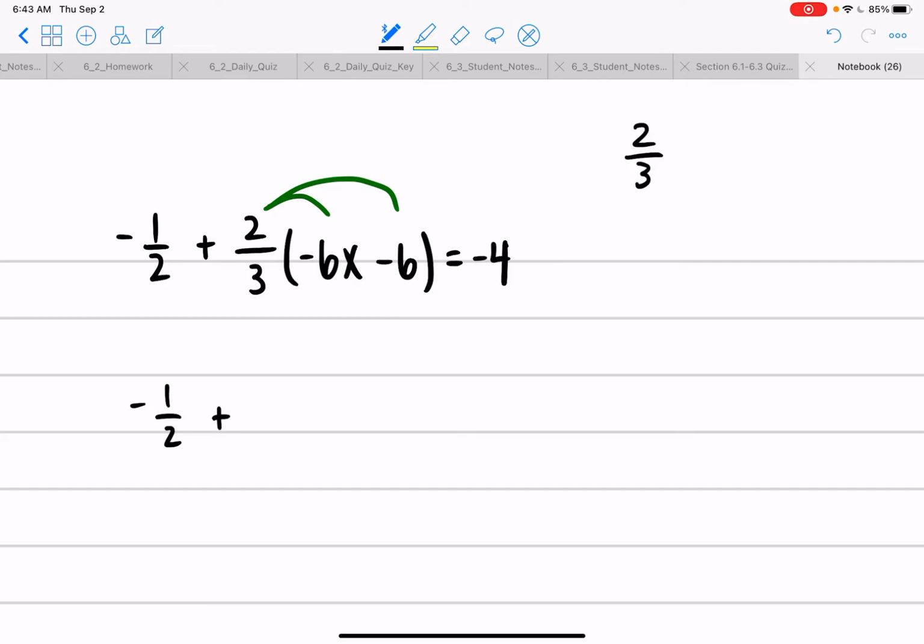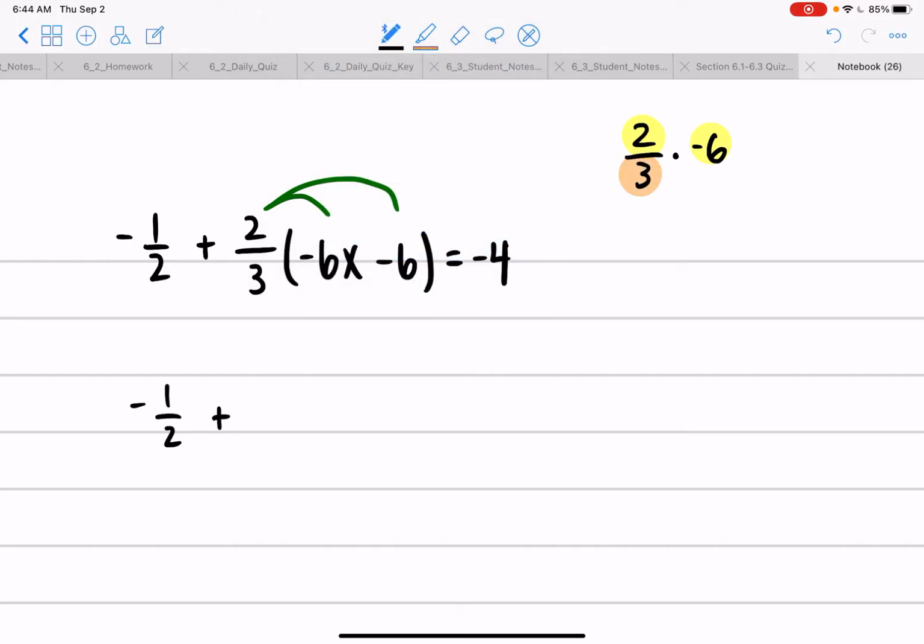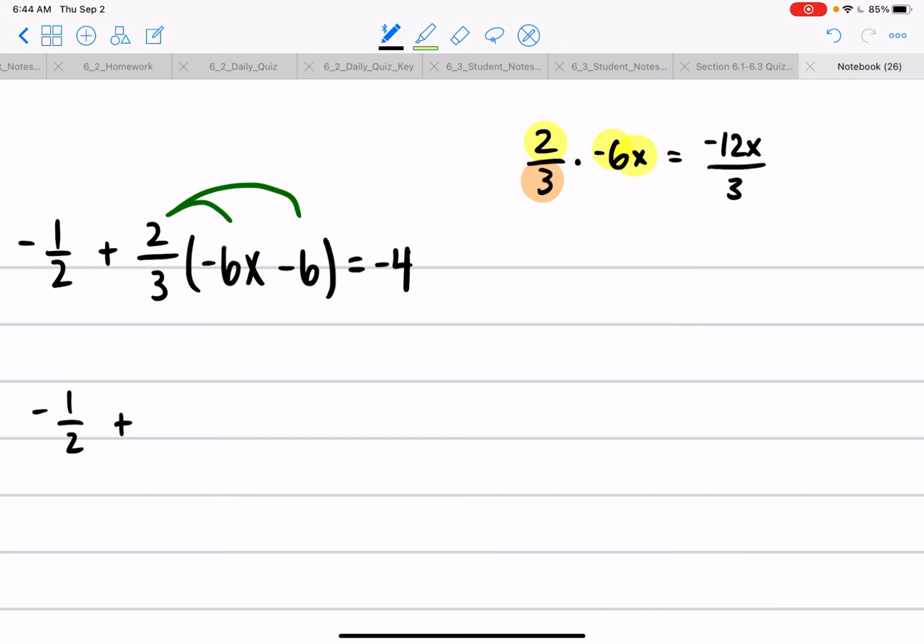So 2/3 times -6x. What happens here is the top parts multiply together and the bottom part is left alone. Basically you have the yellow parts multiply together. So 2 times -6 is -12. The x stays there. And then the bottom is just 3. The -6 does not multiply the 3 on the bottom. Those don't touch each other. Okay. And then when you simplify this, what's -12 over 3? It's just -4. The x stays there. So we're going to get -4x when we multiply those two together.